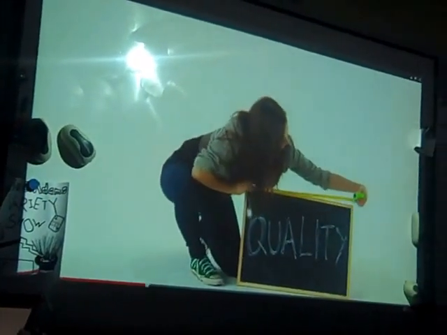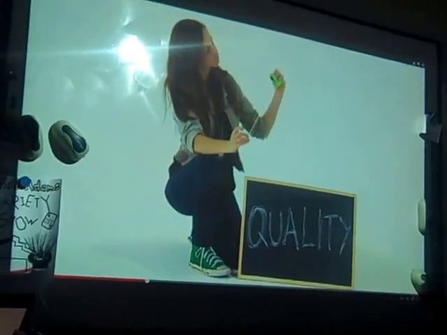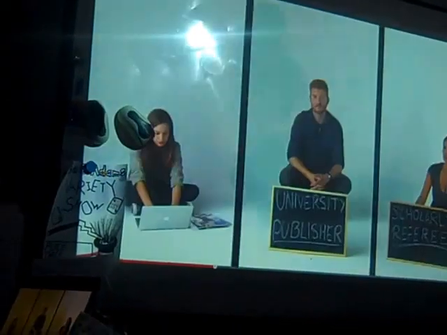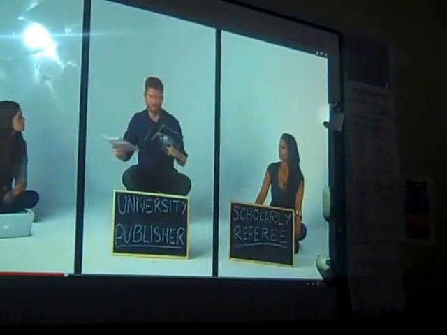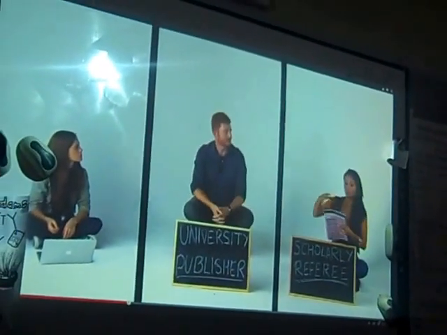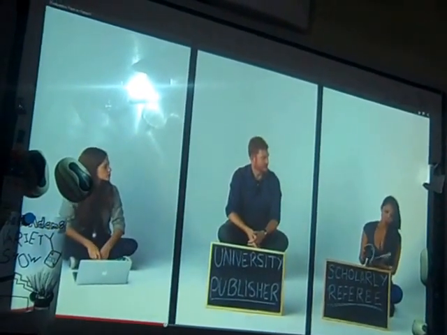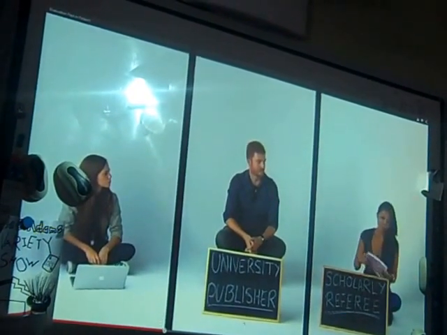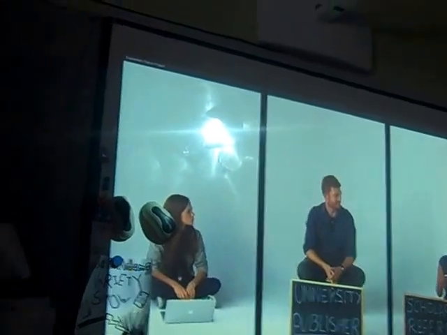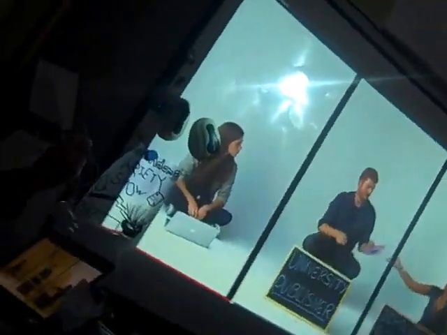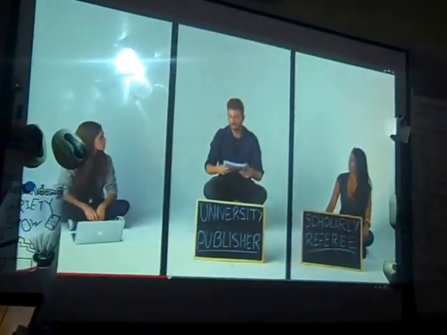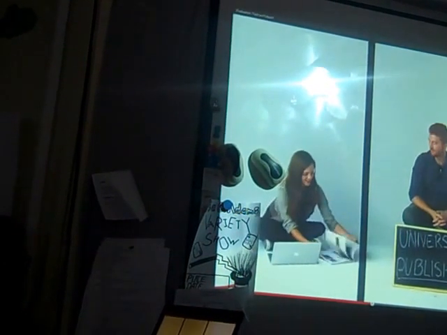Information quality varies according to the reliability of its source. Consider the publisher. A university press is more likely to publish scholarly information than a commercial publisher. Scholarly sources often have a process of peer review, also known as refereeing, where experts in the field judge that the information is reliable before it is published. You can usually check whether a journal is refereed by checking the information on the publisher's webpage.